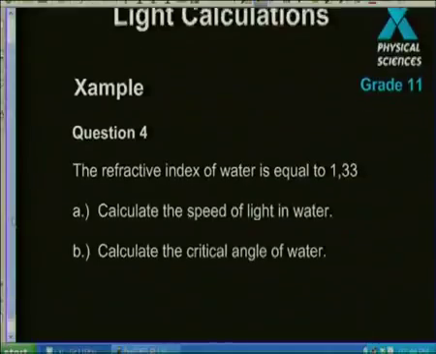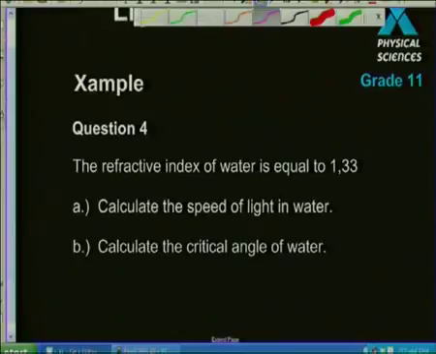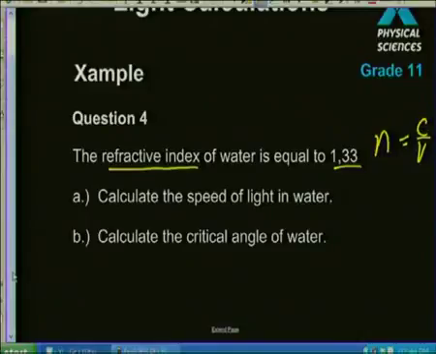And here it is. It's a very straightforward little question that needs us to think a little bit. It says the refractive index of water is equal to 1,33. Now remember what that means. Refractive index is the speed of light divided by the speed of the light in that material. And the first thing that we're asked to do is to calculate the speed of light in water.